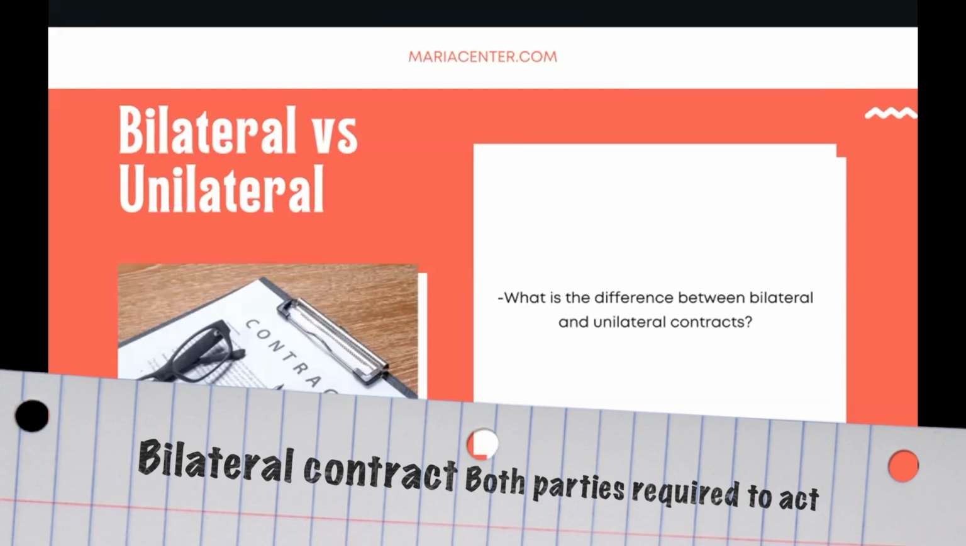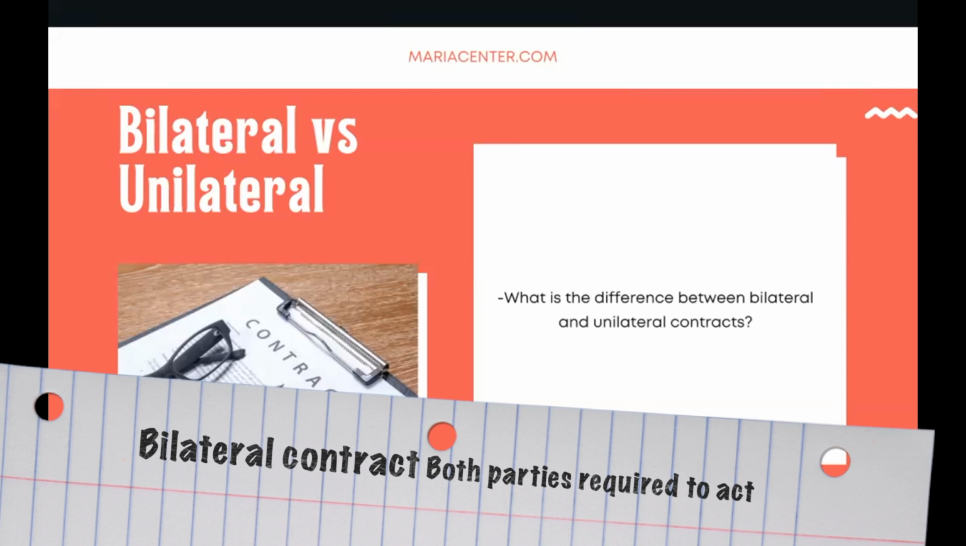So if I write an offer to buy your house and you accept it, now we've got a contract. You're going to sell me your house for X amount of dollars, and I'm going to buy your house for X amount of dollars. We both have to take an action to make that happen. We're both on the hook. We're both obligated to one another.